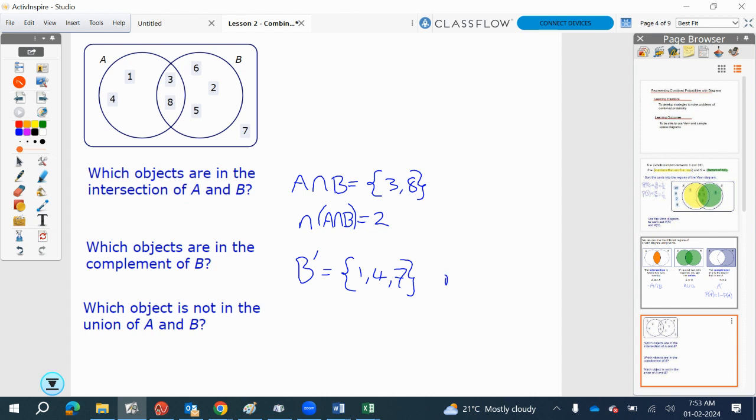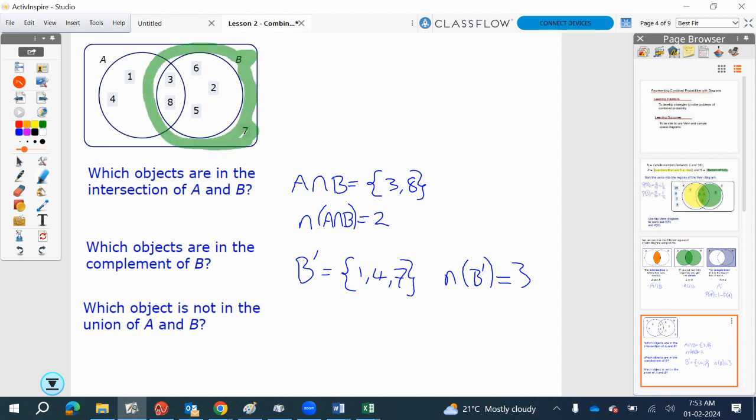So the number of elements in B complement is what? 3. Let me shade that region for a second for you. So B complement, basically go around that and then shade everything else.